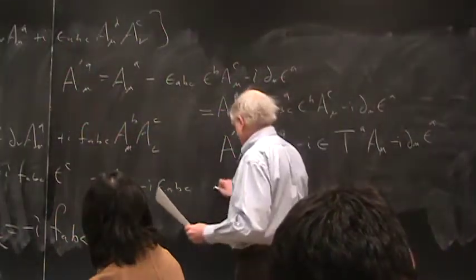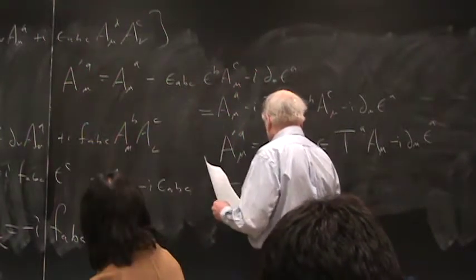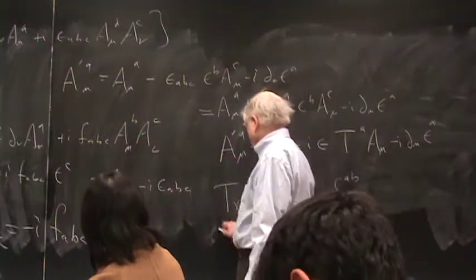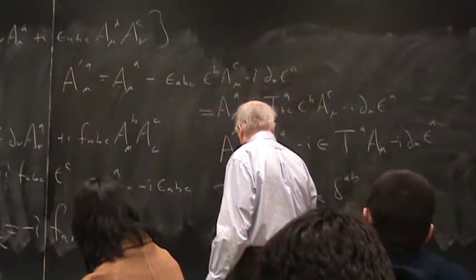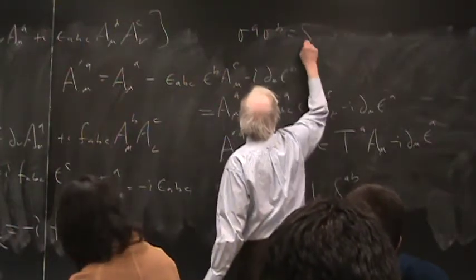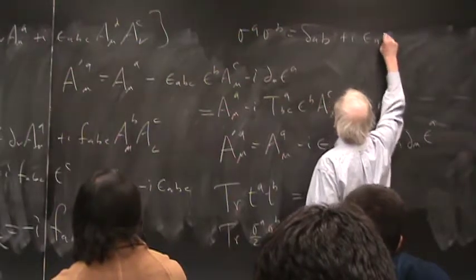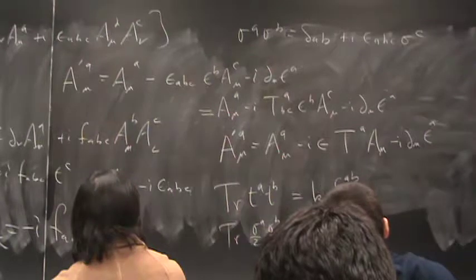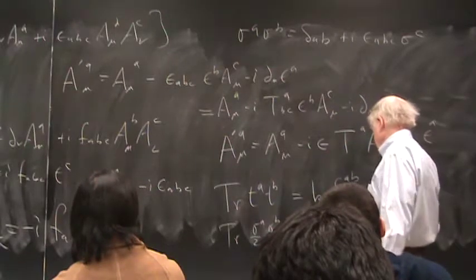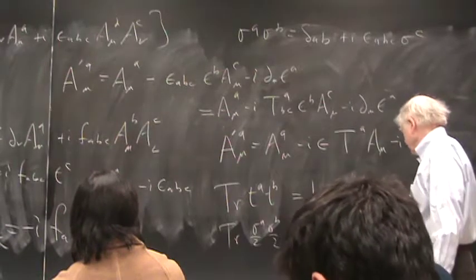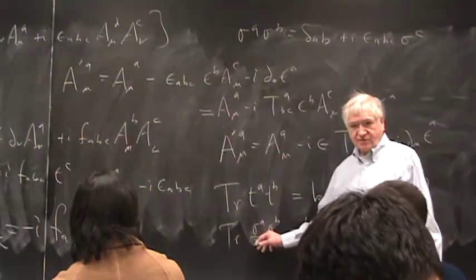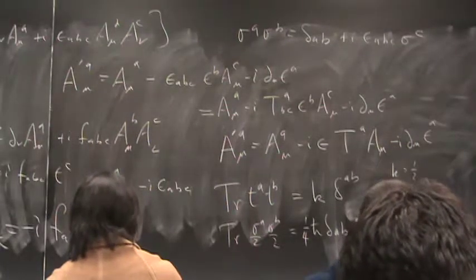Now, let me just remind you that the trace of these generators in the defining representation is some constant K delta AB. In the case of SU2, this is the trace of sigma A over 2, sigma B over 2, and sigma A sigma B, I'll just remind you, is delta AB plus I epsilon ABC sigma C. Sigma C is traceless, so this is a quarter trace of delta AB, which is a half. So K is a half for SU2, at least if you take the TAs to be sigma A over 2. If you rescale it to something else, then you get a different number.